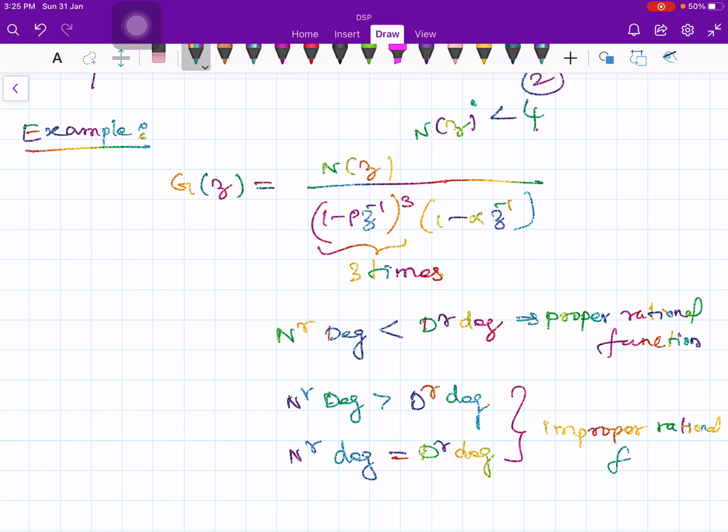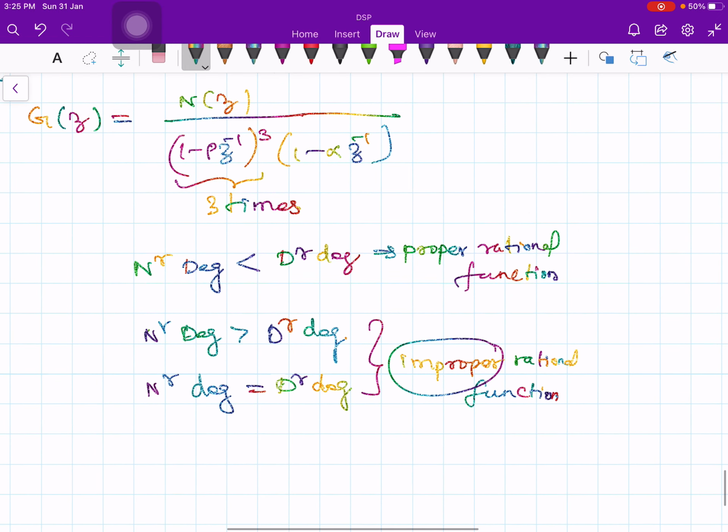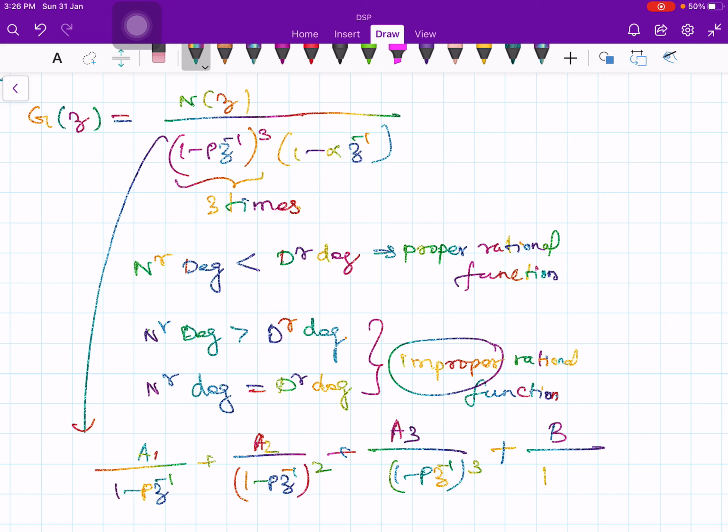Improper rational function. But there is nothing improper, but then this term improper has gone into the literature, and we are forced to use it. Okay, so nothing is improper here, but the general name is improper rational function. Therefore, in this case, you can write now three constants: a1 divided by 1 minus p times z inverse plus a2 divided by 1 minus p times z inverse squared plus a3 divided by 1 minus p times z inverse whole cube plus b divided by 1 minus alpha times z inverse.